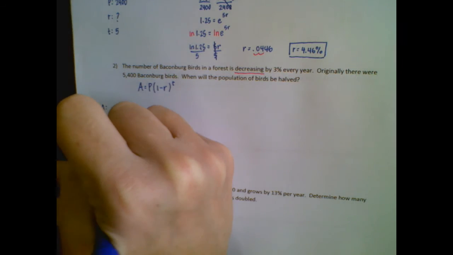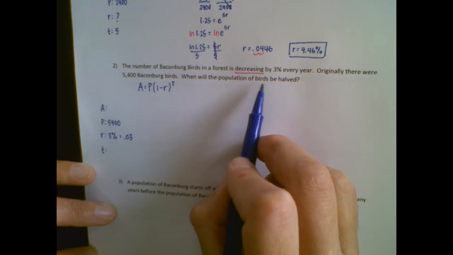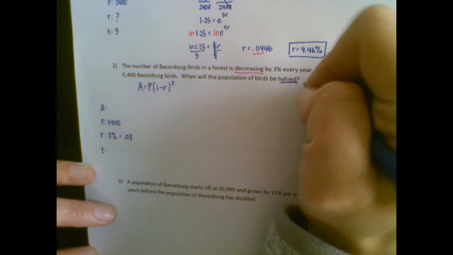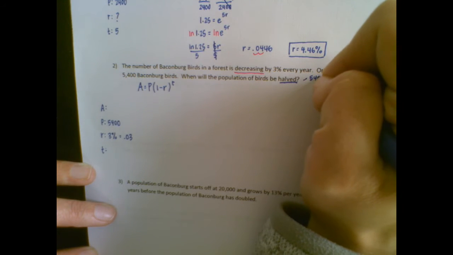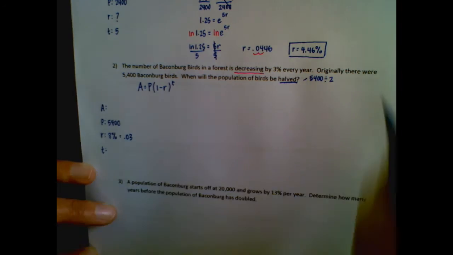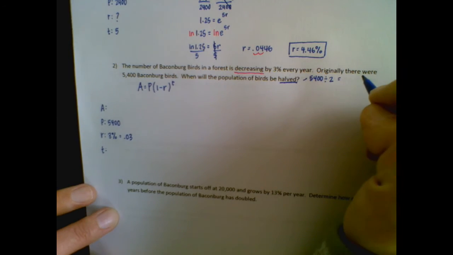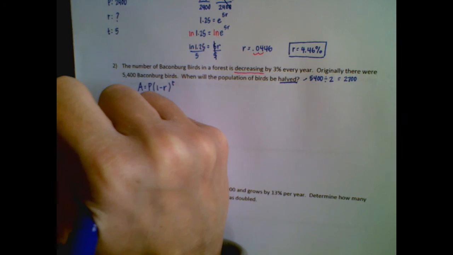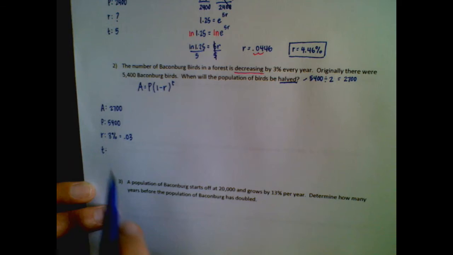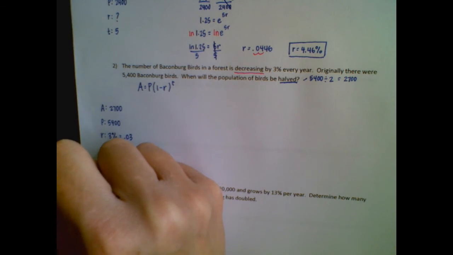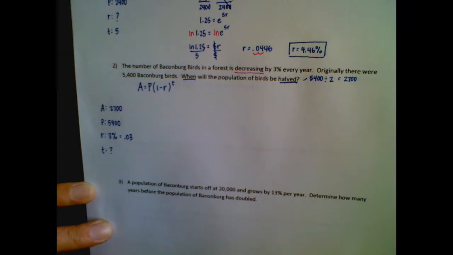So P is 5,400, and I want to know when the population of birds would be halved. So basically, if I'm starting with 5,400 birds, and I'm halving that, that means I'm dividing by 2. So that means that the ending amount here is actually going to be 2,700. So that's the amount of birds that are going to be left at the end. So what I'm looking for is time, which makes sense because I'm asking when. So that's representing a t value.